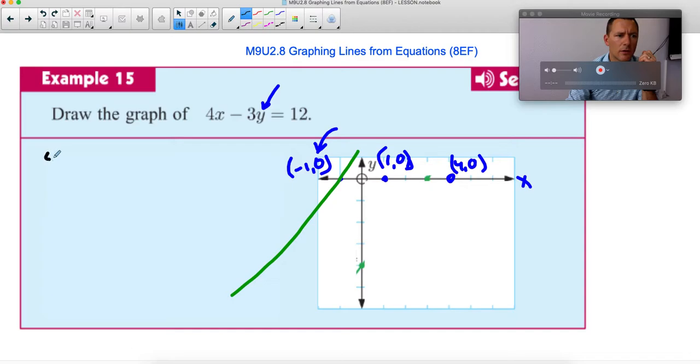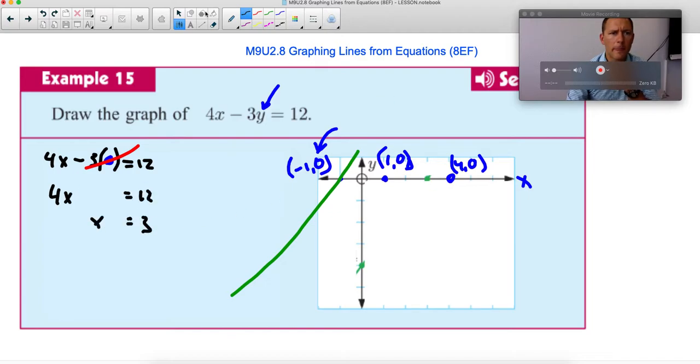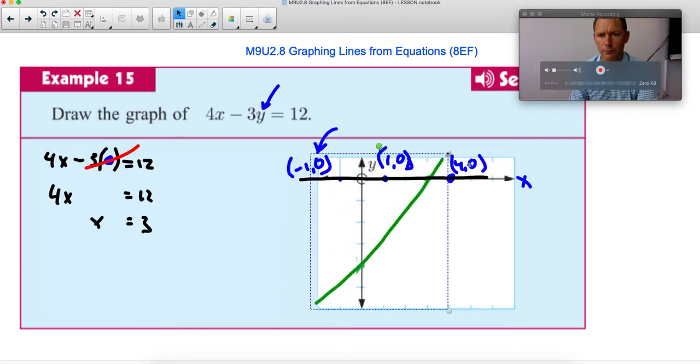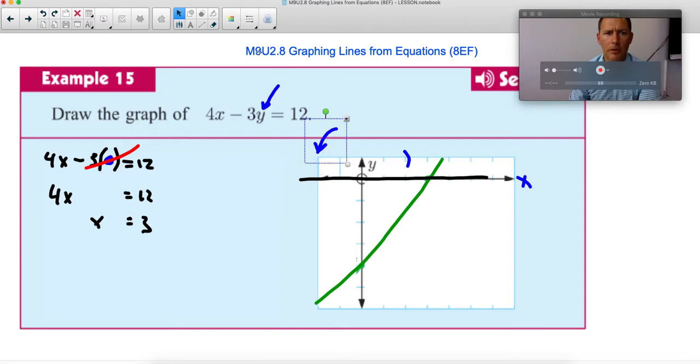So this should be 4x minus 3 times 0 equals 12. This is 0. So you end up with 4x equals 12. And you end up with x is 3. Right? And so that means the green line we're looking for hits at 3, just like we sort of hoped. So now I plot a point like this, and then we play the same game with the y value, right?